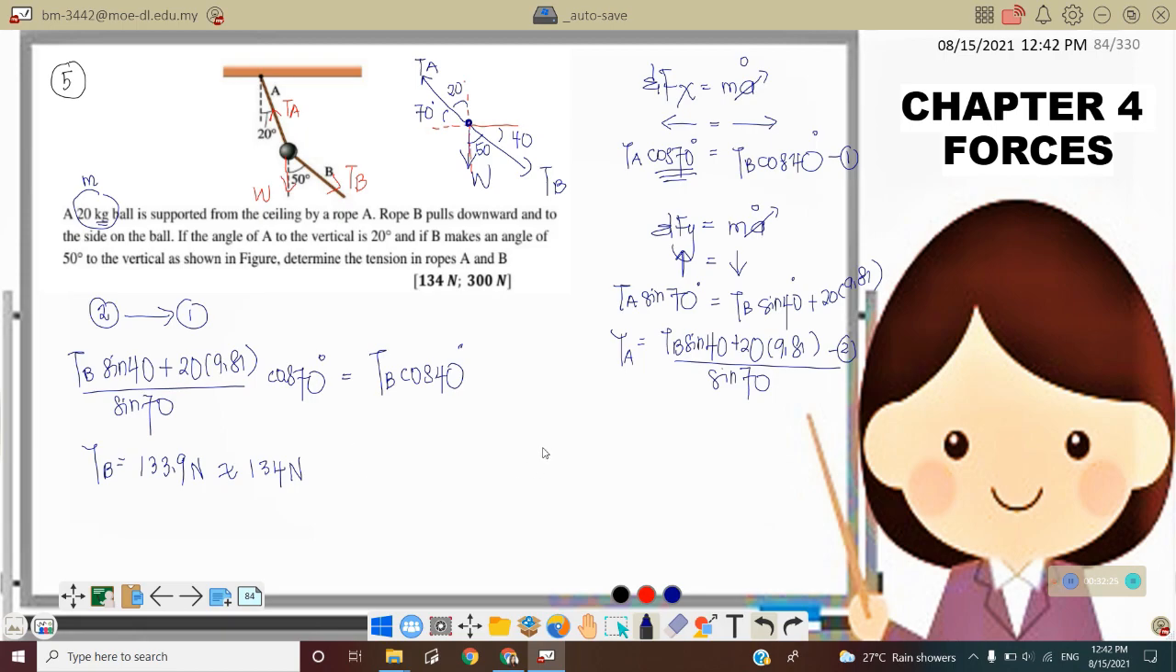Then we substitute back into our TA, and after you press the calculator, you will get 300 Newton. Remember, the correct answer must have the correct unit as well.